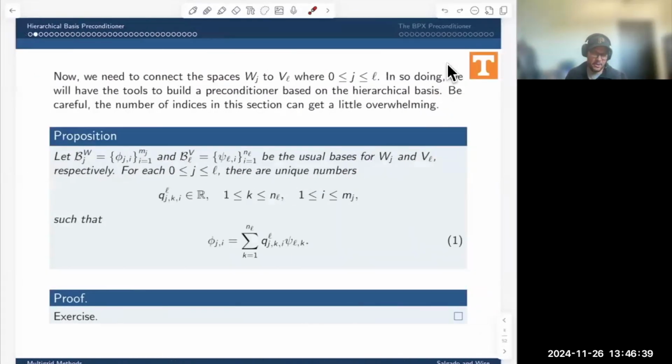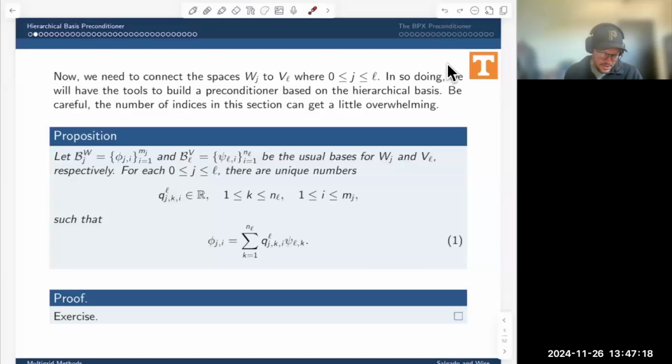Okay, so let me stop jabbering and get into this. We need to connect the spaces WJ to VL in order to create our preconditioner. This is going to be using the abstract framework that we developed in the first part of the first slide deck. Remember when we defined that generic additive preconditioner. Now we're going to be making the connection there. Remember we had those Q matrices floating around there, and now we're going to construct those Q matrices.